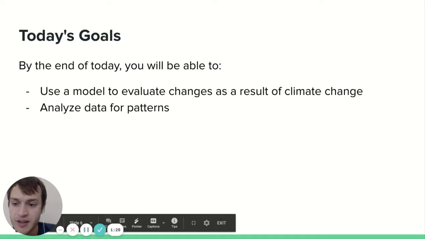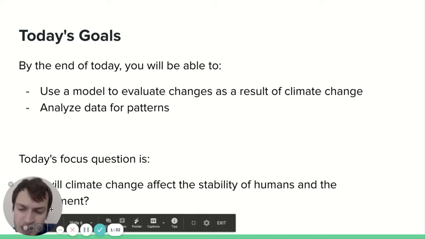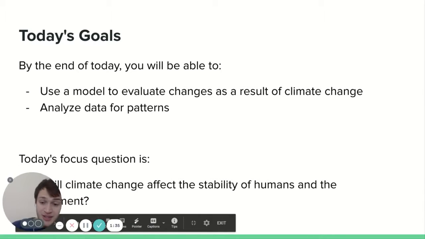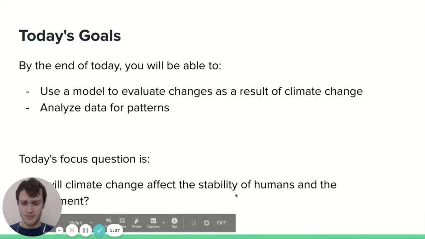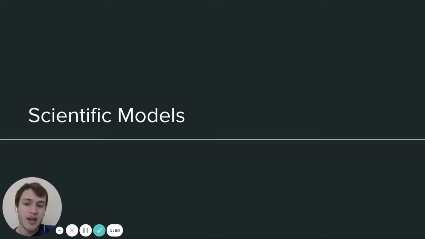And then today's focus question is, how will climate change affect the stability of humans and the environment? So that's just basically saying, how is climate change going to affect us humans and our environment? Right? Cool.